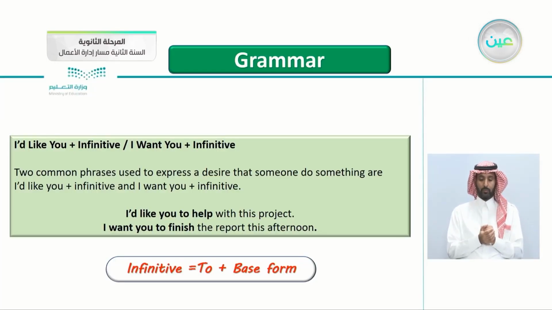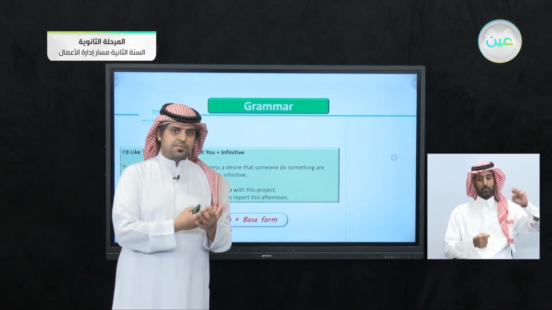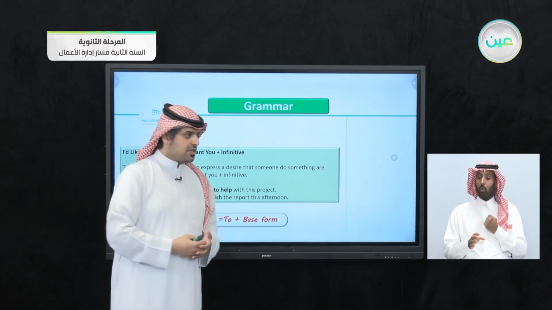So again, two common phrases used to express a desire that someone do something are I'd like you plus the infinitive, and I want you plus the infinitive. The key word here is desire. When you want someone to do something, you use these expressions. I'd like you to sit, or I want you to sit.